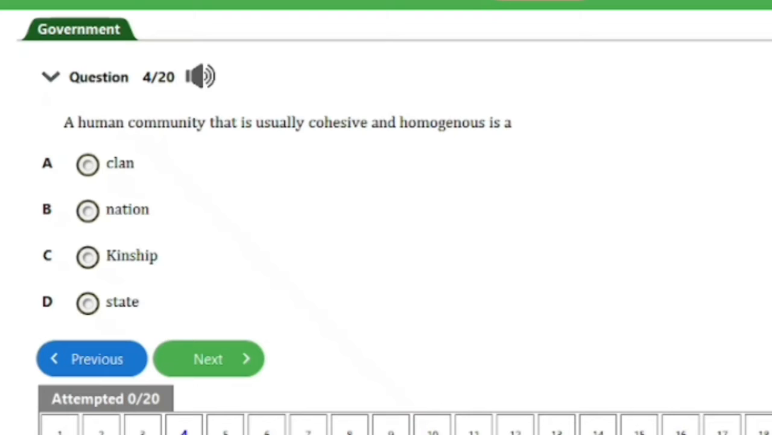And here is question number 4. It says, a human community that is usually cohesive and homogeneous is A. Clan, B. Nation, C. Kinship, D. State. So guys, the answer to this question is option B here. That's a nation. So that's it for this question. Let's consider the next question, guys.